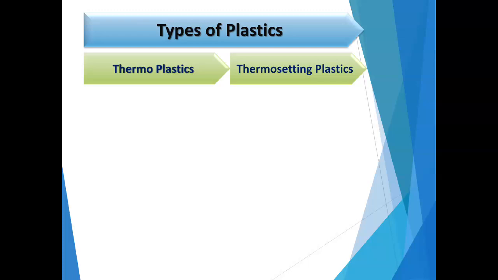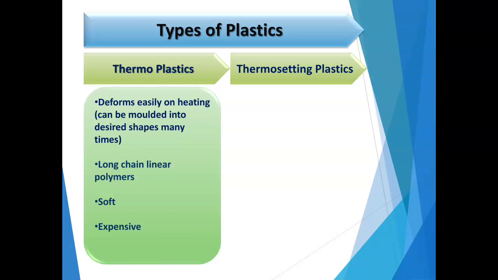What are thermoplastics? Those plastics which deform easily on heating or that can be molded into desired shapes many times by the application of heat are known as thermoplastics. We can reshape or deform these kinds of plastics many times by the application of heat. Such kinds of plastics are known as thermoplastics. And thermoplastics are long chain linear polymers. So thermoplastics are linear polymers. And the third point is that they are soft. And also they are expensive. So these are the properties of thermoplastics.